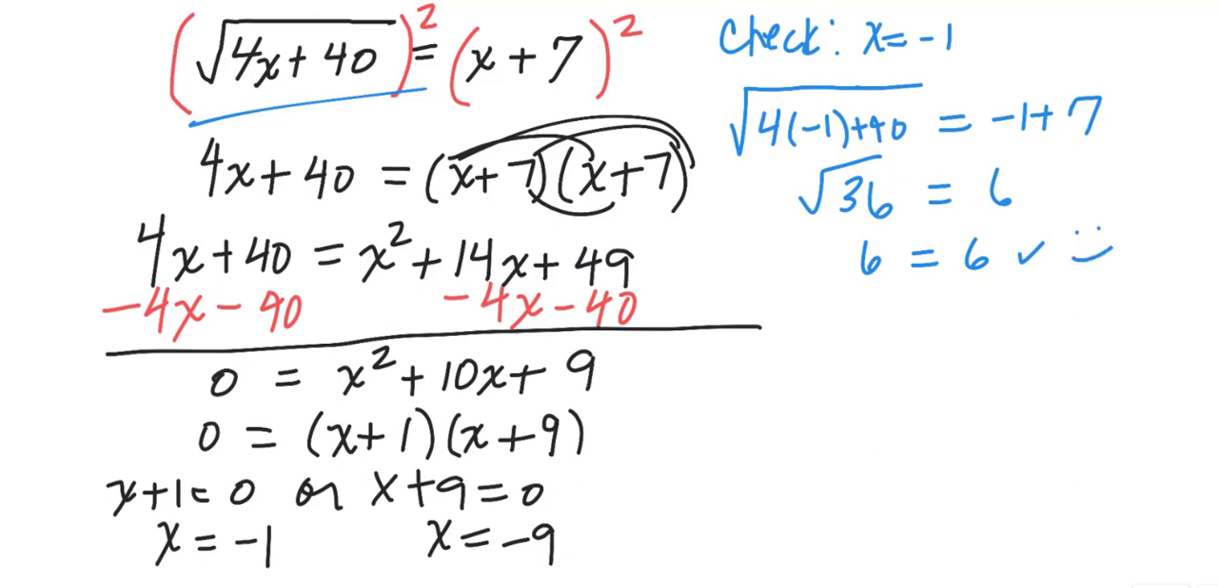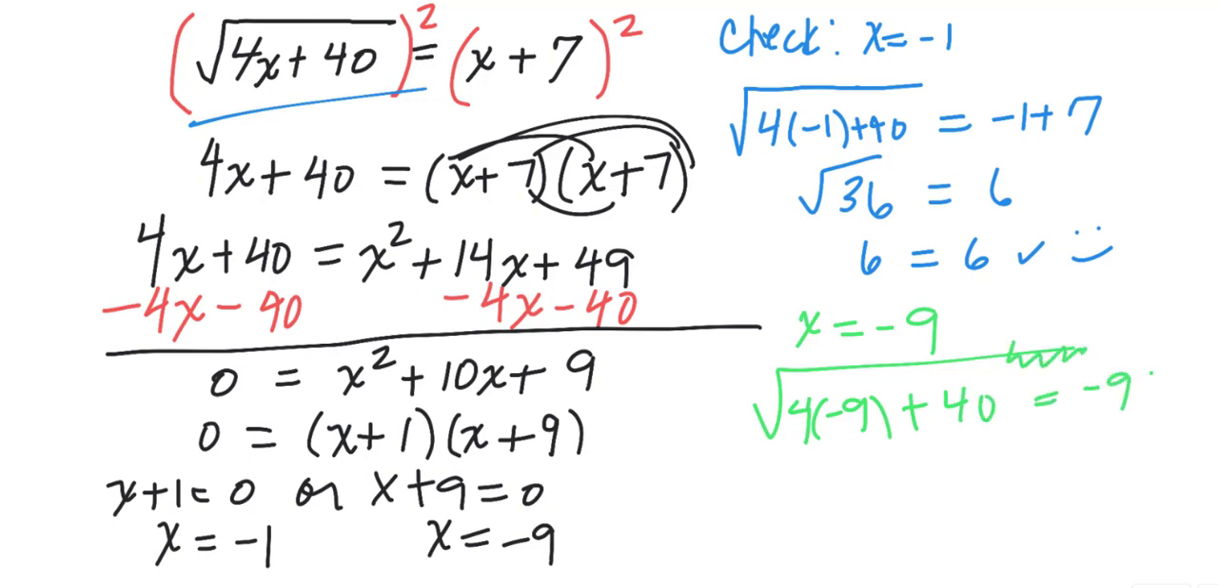Well, what about this other one? The x equals -9. So let's plug in -9 where I see my x, plus 40, equals -9 plus 7. I can already tell there's going to be a problem because a square root can never equal a negative number. But let's finish it. So this is -36. 40 minus 36 would be the square root of 4, which would be 2. And that does not equal -2.